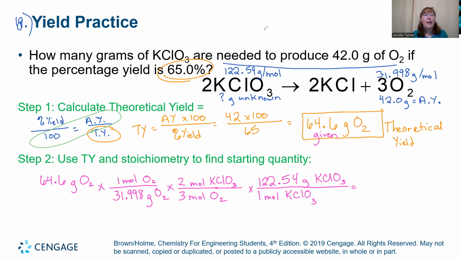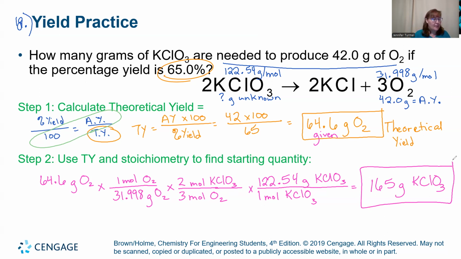Excellent. So here we have 64.6 times 2 times 122.54 divided by 31.998 and divided by 3, which will give me a final answer of 165 grams of potassium chlorate, KClO3. And there's my final answer. So this one is basically working backwards from the problem that we had in our previous slide. All right, let's do another problem.